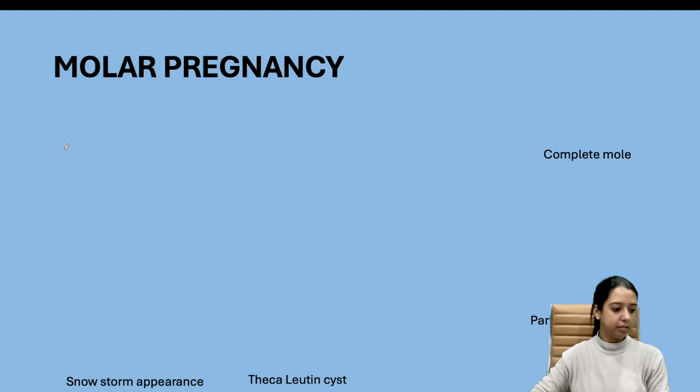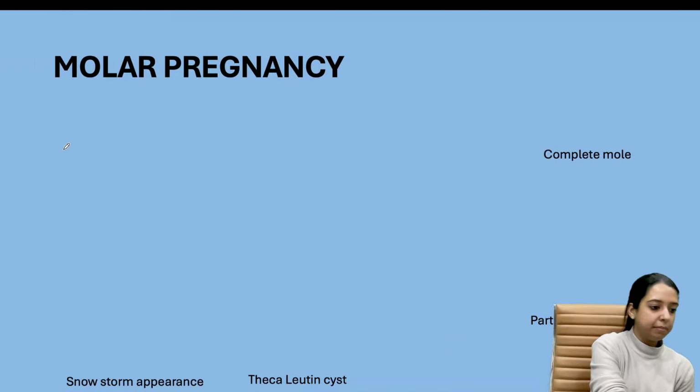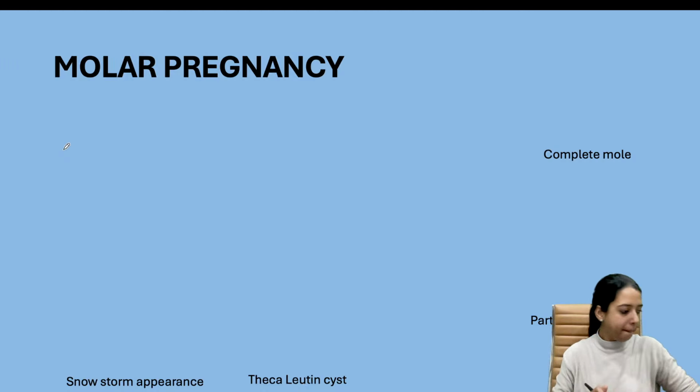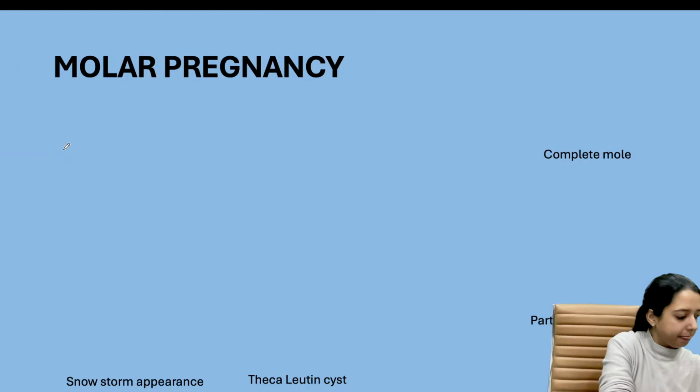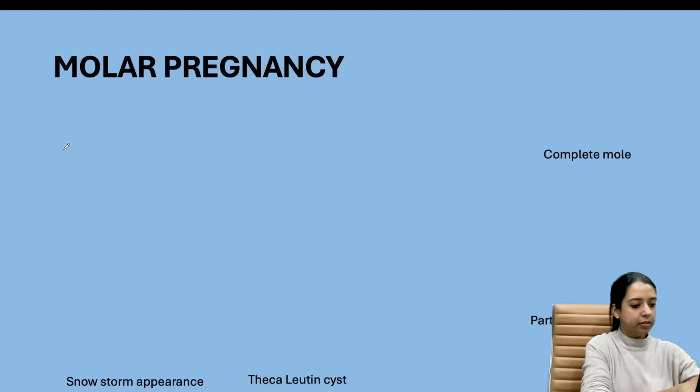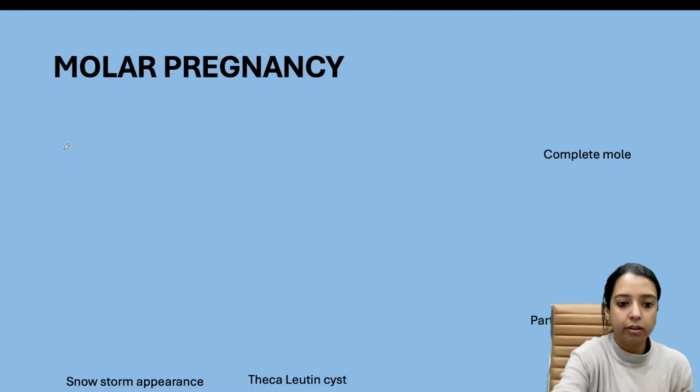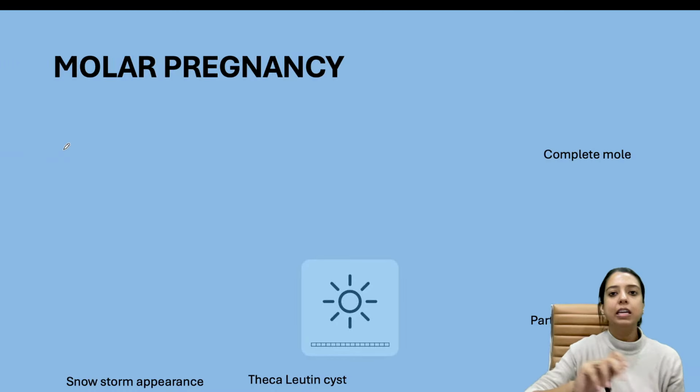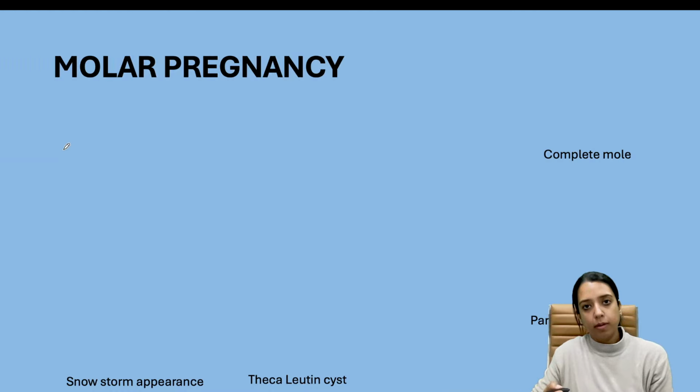Gestational trophoblastic disease. Gestational trophoblastic disease is abnormal. We don't have much time left, no? We are just dealing with abortions. Let's finish this fast. Gestational trophoblastic disease. Molar pregnancy is one of the gestational trophoblastic diseases.